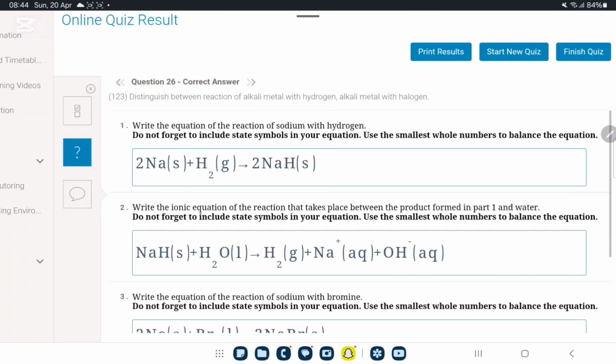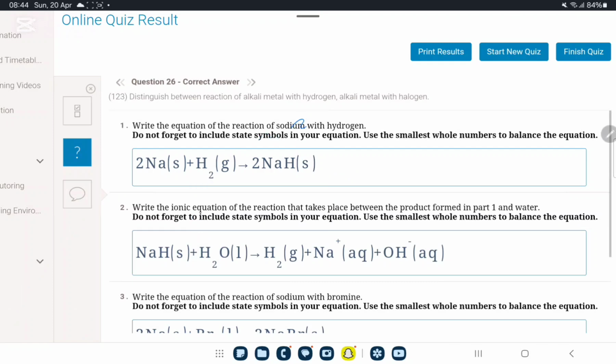Now to the balancing. Now there are a lot of balancing questions in this quiz. They're really annoying, but you have to memorize some of them. For example, alkali metals and alkaline earth metals with hydrogen make metal hydride. So just balance and don't forget the, what's it called? Yeah, the state symbols.